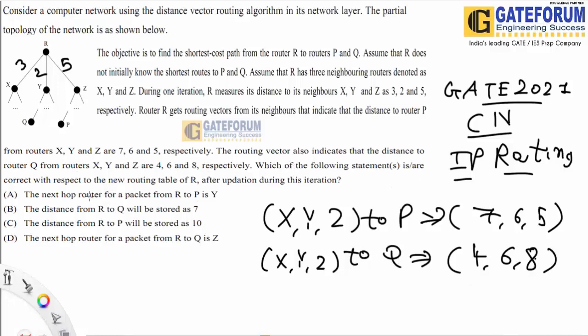Which of the following statements are true with respect to the new routing table after updation during this iteration? This is an MSQ question, so more than one option can be true, and we need to take that into consideration. Let's try to find the shortest path from router R to P and Q. We already know the shortest path from router R to X, Y, Z, and from each of these we also know the shortest path to both Q and P.